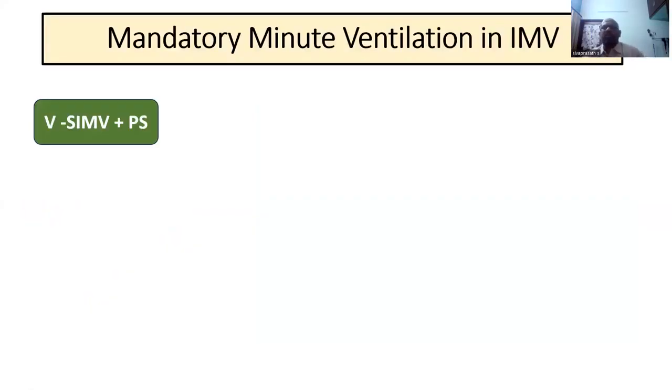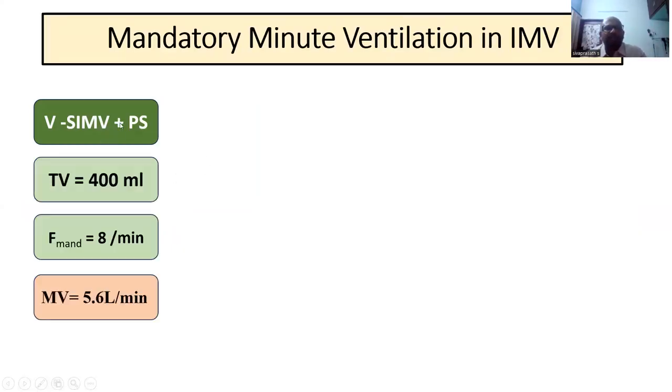Coming to the next mode, that is the intermittent mandatory ventilation. So here you have one advanced mode, that is mandatory minute ventilation in SIMV. Suppose I set a volume SIMV plus PS with tidal volume of 400 ml and a mandatory rate of 8 per minute, and I set an alarm rate or upper limit of minute ventilation to be 5.6 liters per minute. Now I have set this all in this ventilator.